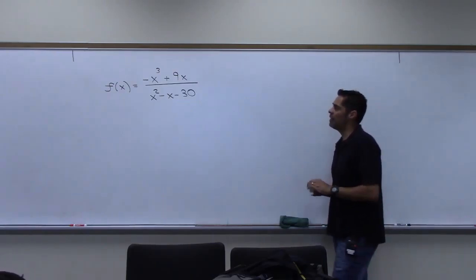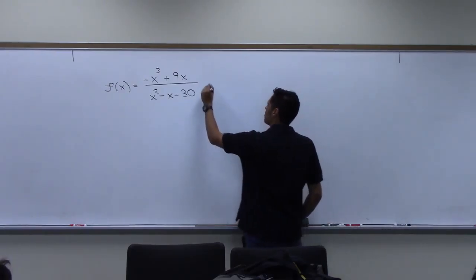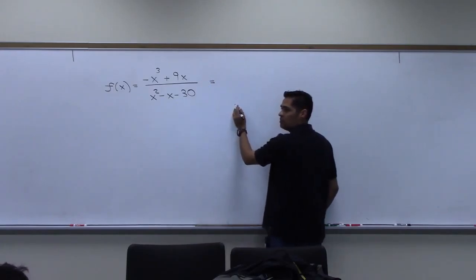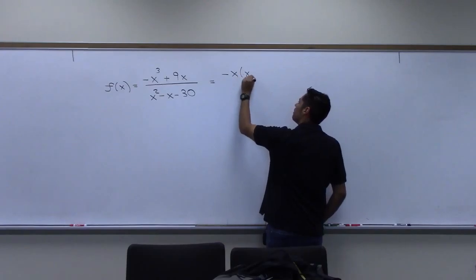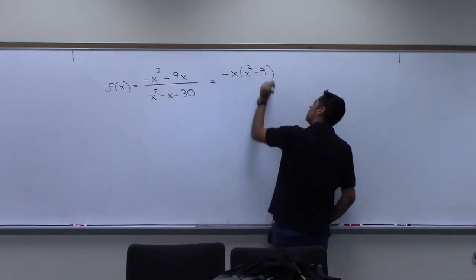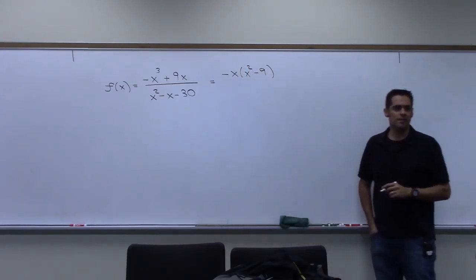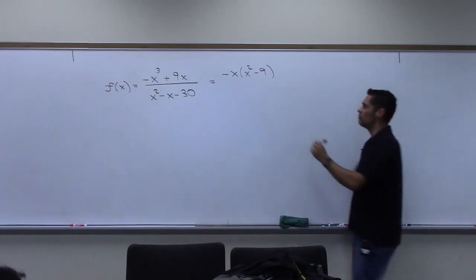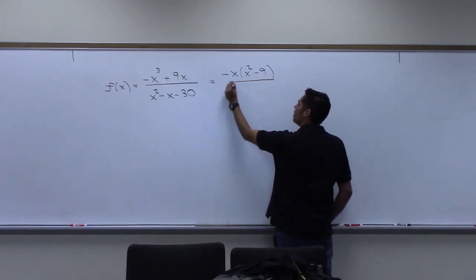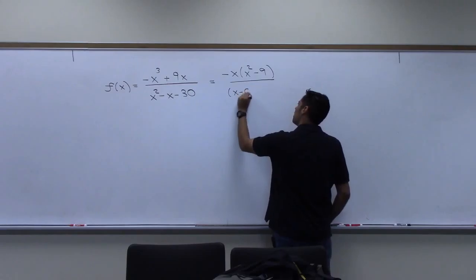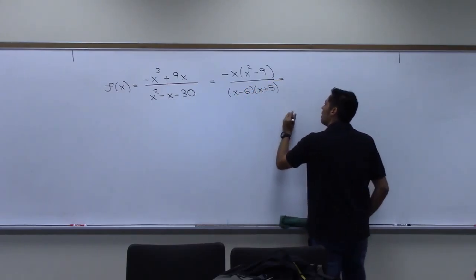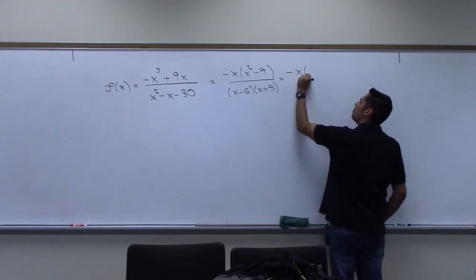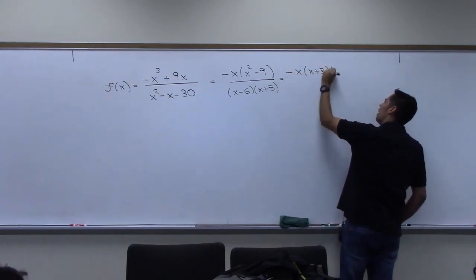So what would you like to factor out of the top? You want to go negative x? Yeah, that's fine with me. I was hoping you'd say that. And that will help you see the difference of squares there. And then on the bottom, x minus 6, x plus 5. And let me go to the top a little bit more here, x plus 3, x minus 3.